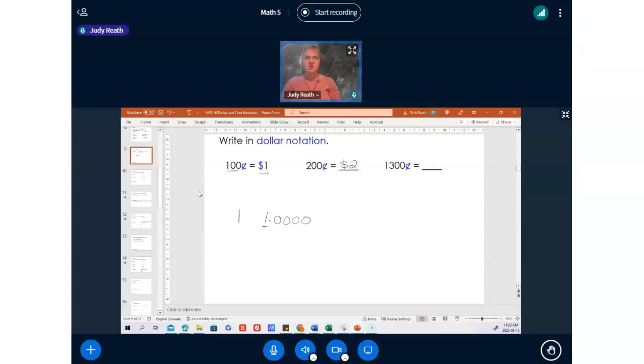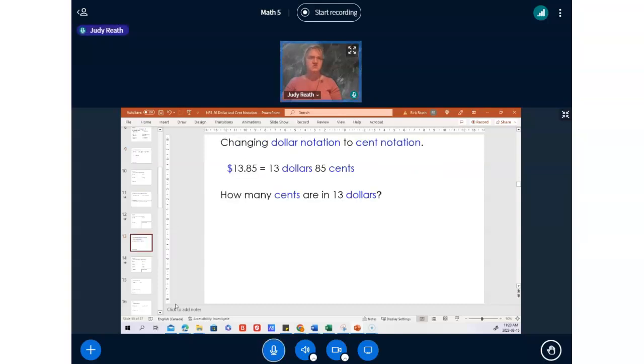Here we've got 1,300 cents. We're just going to do the same thing. Back up the decimal 2 spaces, right to there. So we end up with $13. Speaking of 13, on to slide 13.